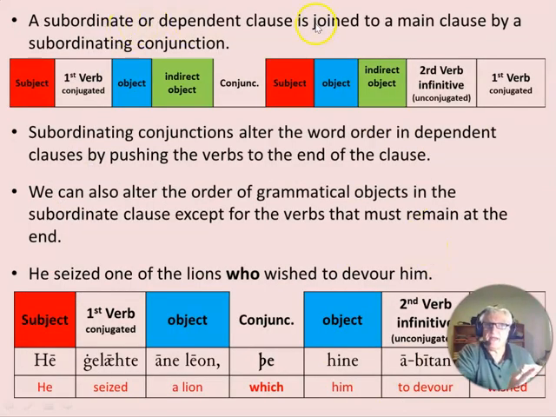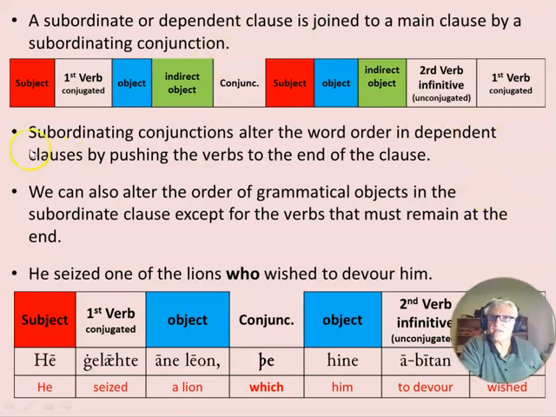A subordinate or dependent clause is joined to a main clause by a subordinating conjunction, and that's been the subject of previous videos. I won't go into it here. Subordinating conjunctions alter the word order in dependent clauses by pushing the verbs to the end of the clause. Okay, that's important. In subordinate clauses, verbs go to the end. We can also alter the order of grammatical objects in the subordinate clause, except for the verbs that must remain at the end. So it's just reinforcing the previous point.